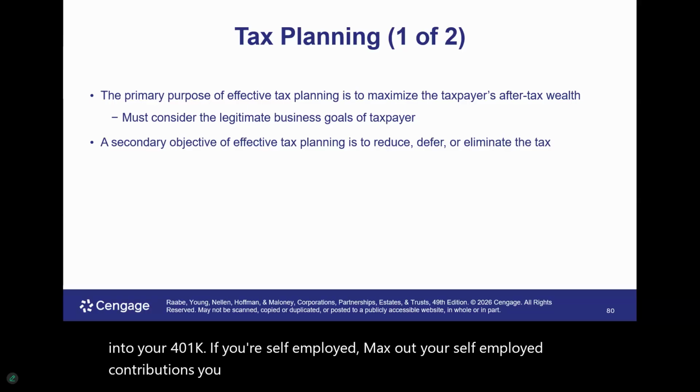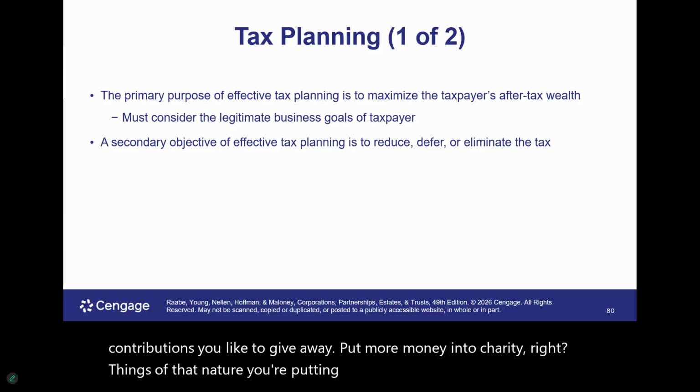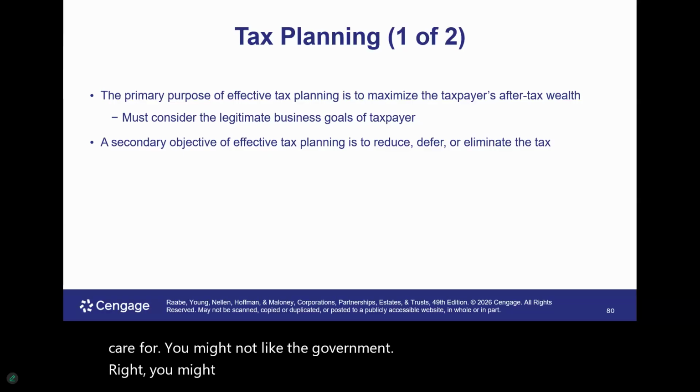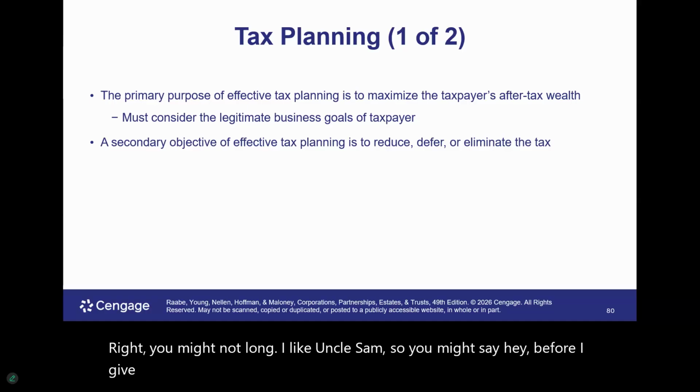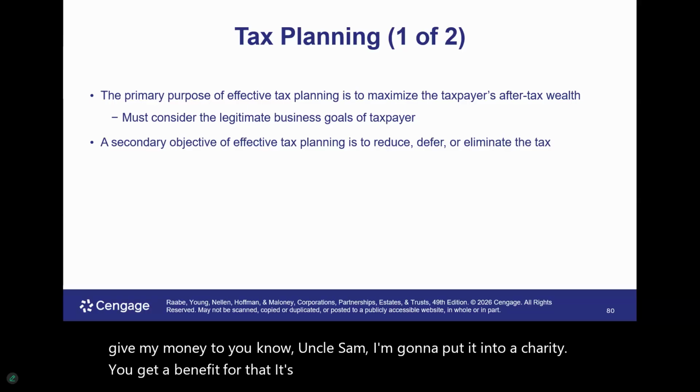You like to give away, put more money into charity, right? You're putting money into a charity, a cause that you care for. You might not like the government, right? You might not like Uncle Sam. So you might say, hey, before I give my money to Uncle Sam, I'm going to put it into a charity. You get a benefit for that. It's not illegal to do it, right?